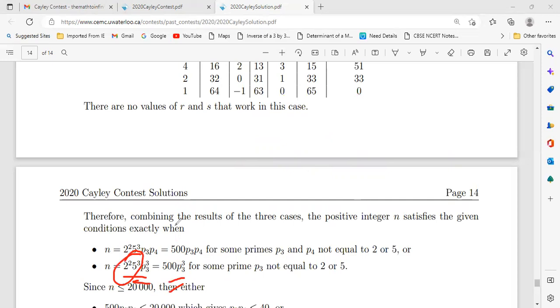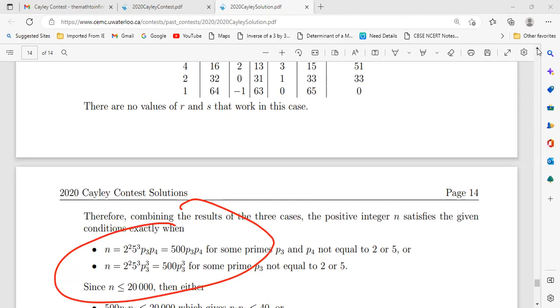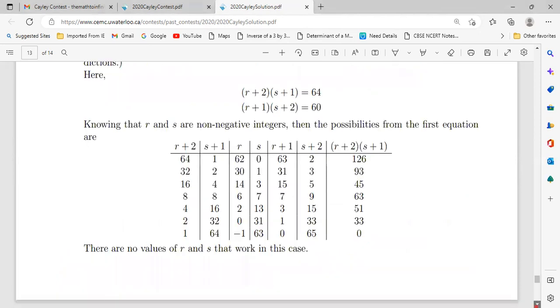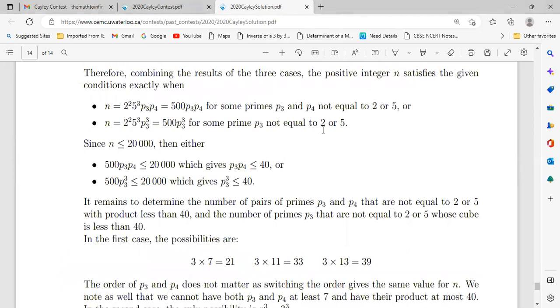So this substitution, we are doing it from the condition. I hope you are able to follow it. I'll just show you where it is. Yeah, from here. From here. Okay. And also from here. Can you follow this? We already knew that this P3, P4 is not equal to 2 or 5. Similarly, for this also, the P3 is not equal to 2 or 5.